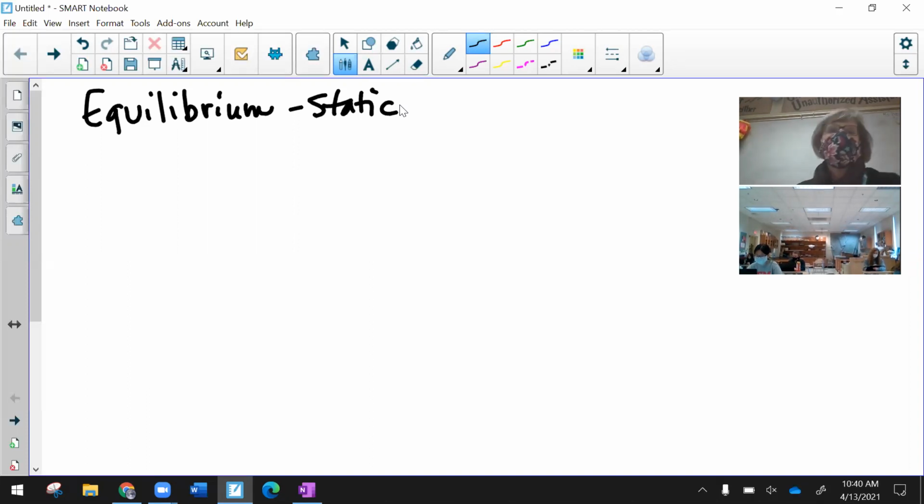Okay? So those criteria for equilibrium are that F net is equal to 0. And because I've drawn F net as a vector, that means that F net x, F net y, and F net z all have to be equal to 0. Okay?